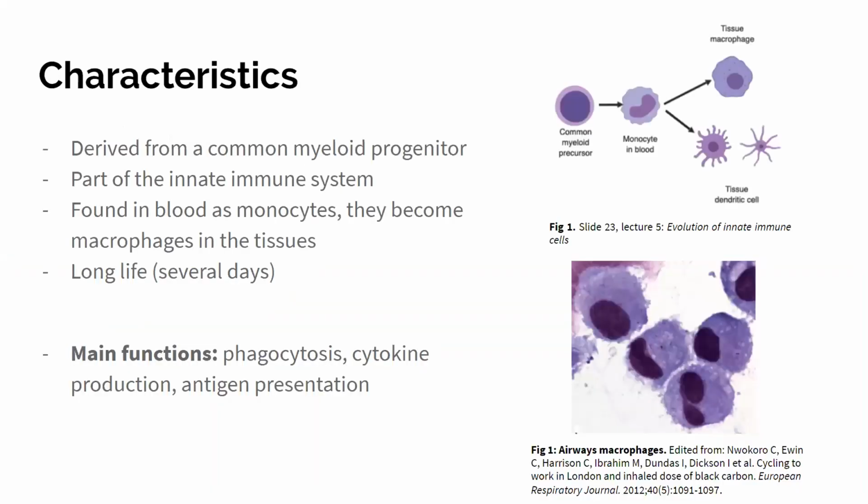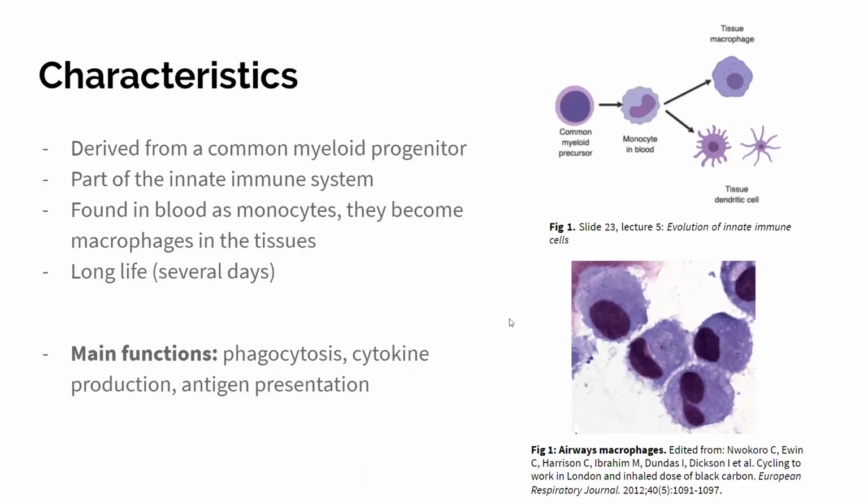Macrophages come from the common myeloid progenitor, and so they are part of the innate immune system. They are found as monocytes in the blood and become macrophages once in the tissue, as you can see in the diagram right here. They can actually be found as resident macrophages in several tissues too. They have a long life, several days, and their main functions are phagocytosis, cytokine production, and antigen presentation.